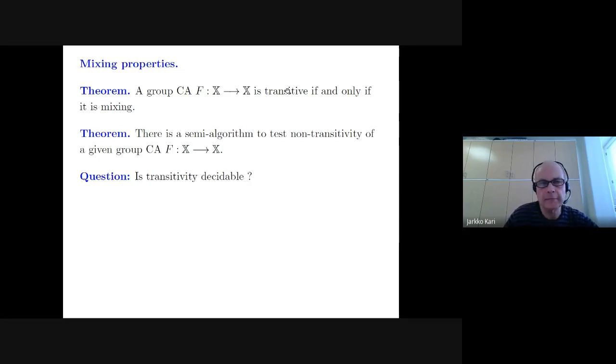So, two flavors of mixing properties. We don't know whether there is an algorithm to test this property, transitivity or mixingness. We only have a semi-algorithm, which is not satisfactory. It would be nice to have an algorithm. So there's something for future work here, to try to find an algorithm also for transitivity for group cellular automata. And again, it's known that mixingness and transitivity are undecidable for general unrestricted cellular automata.